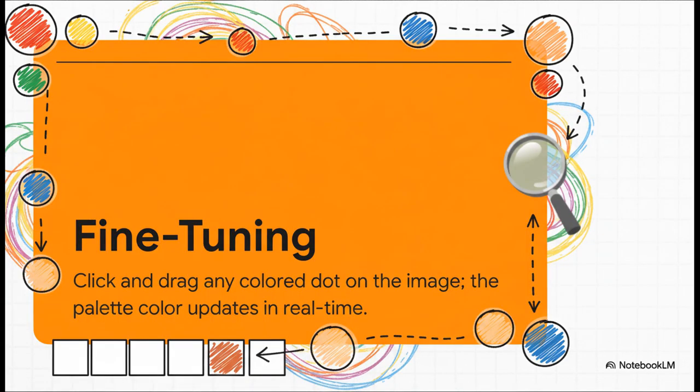And what about those first 5 automatic colors? Yeah, they're not locked in either. You can literally just click and drag any of those color dots to a different spot on the image. And as you move it, you'll see the color swatch in your palette update in real time. I mean, it doesn't get more intuitive than that.